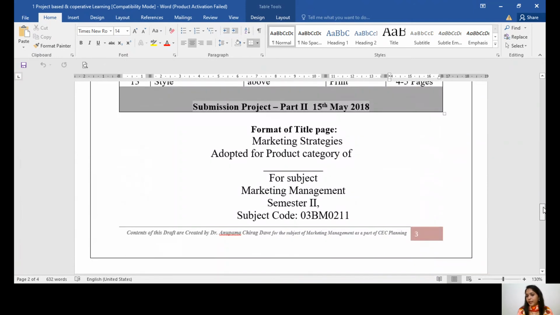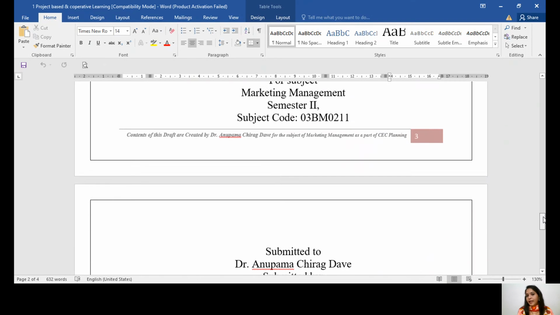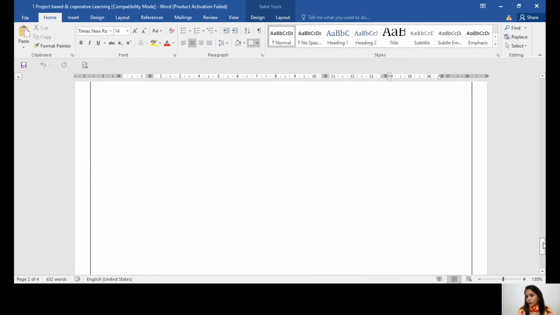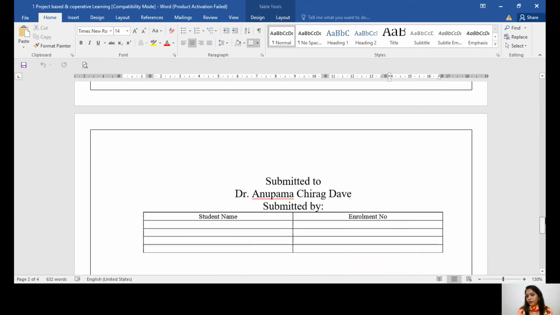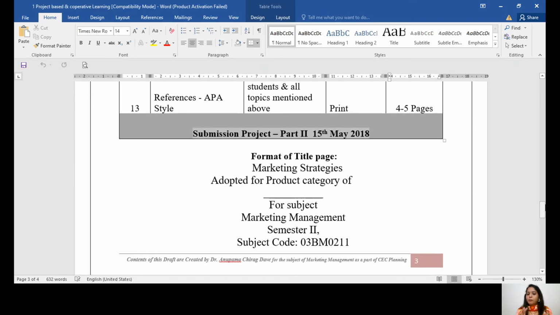At the end of the day, they had to submit the project, and I had even given them some formats in which they had to work. By doing this, there was a lot of clarity among the students as to what is to be done. This is the example of a project that I had given when the cooperative learning element was included by me. So I'll stop sharing this.